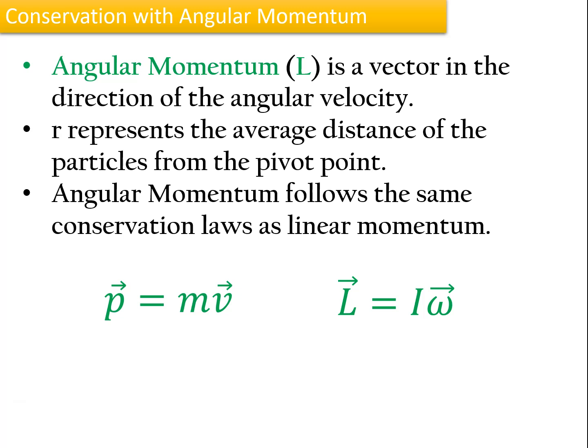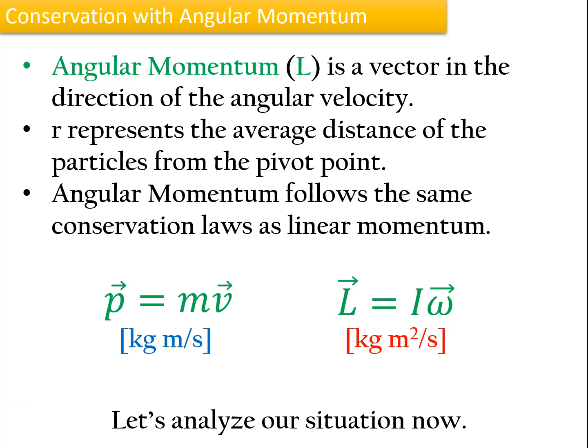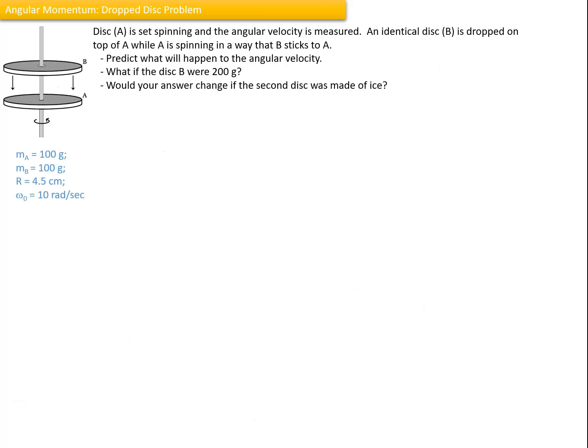Now, if we look at our units, linear momentum had units of kilogram meters per second. Angular momentum is going to have units of, let's see, moment of inertia has units of mass times distance squared, so kilogram meters squared, and then angular velocity has units of per second or radians per second, so we get units of kilogram meters squared per second. So let's go back and analyze the situation and see if we can use our theory now to predict what we saw with our experiment.